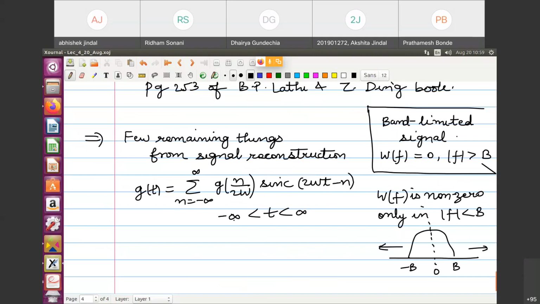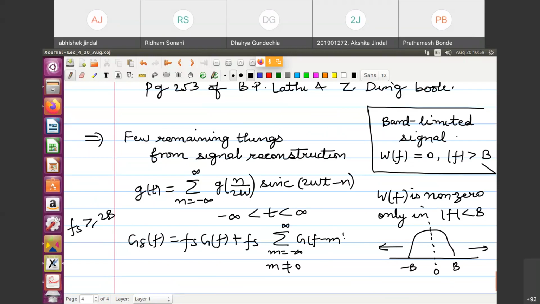Let me write it down. And we said that if the sampling rate fs is greater than or equal to 2B, the Nyquist rate, then G delta of f, the spectrum of the sampled signal, can be easily written as fs G(f) plus fs times the summation, m equal to minus infinity to infinity, m not equal to 0, of G(f minus m fs).